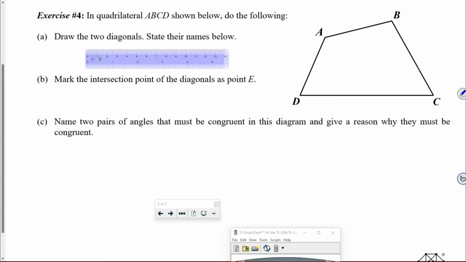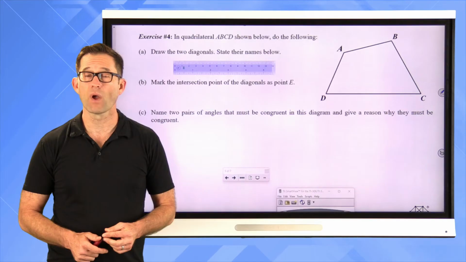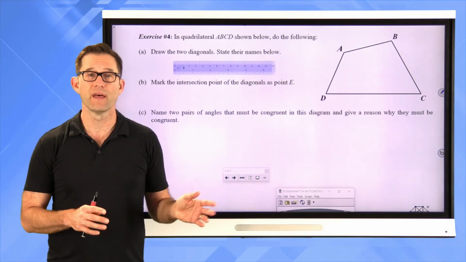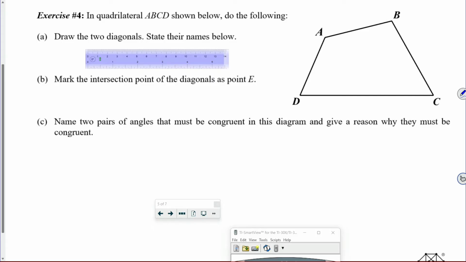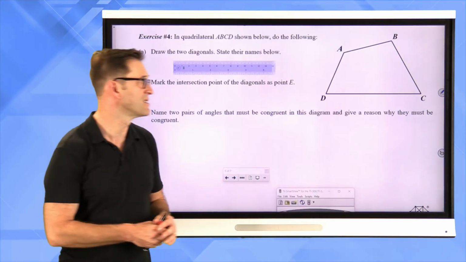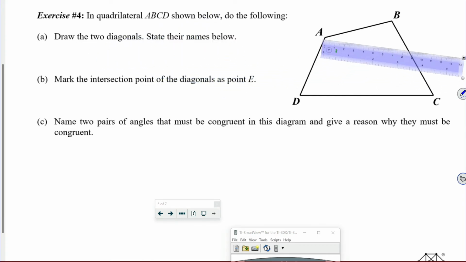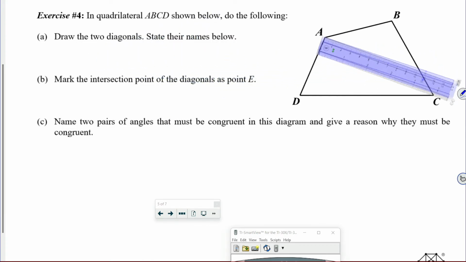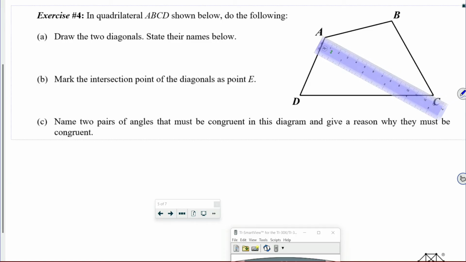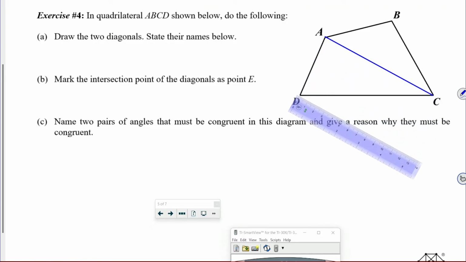In quadrilateral ABCD shown below, do the following. Letter A, draw the 2 diagonals, state their names below. All right, well, why don't you go ahead and do that, and then we'll talk about it. Awesome, this is easy enough, right? I'm just going to take my straight edge, because I've actually given myself one this time, and I'm going to connect points A and C. And likewise, I will connect points B and D.